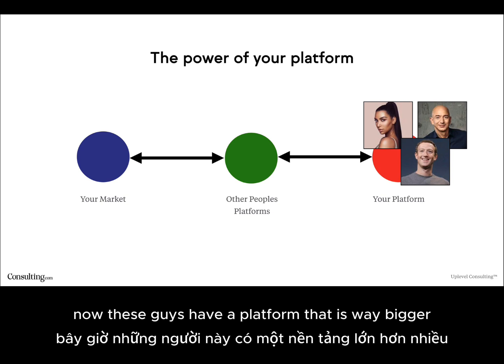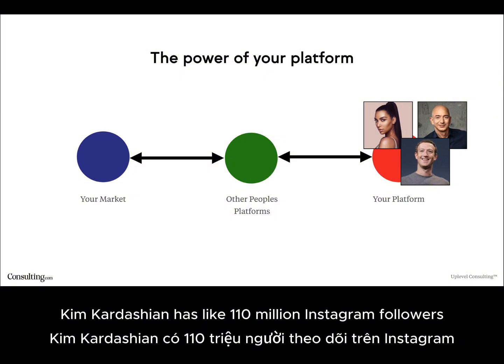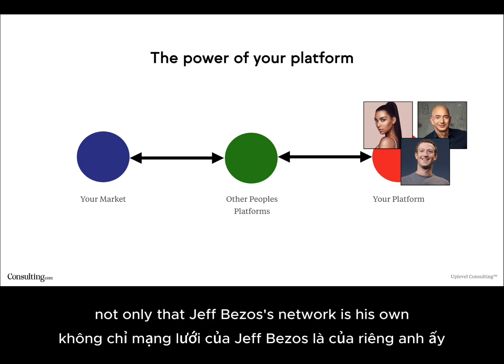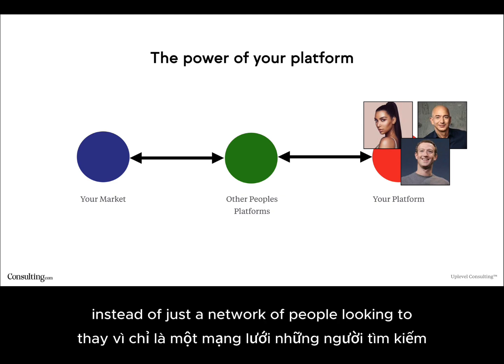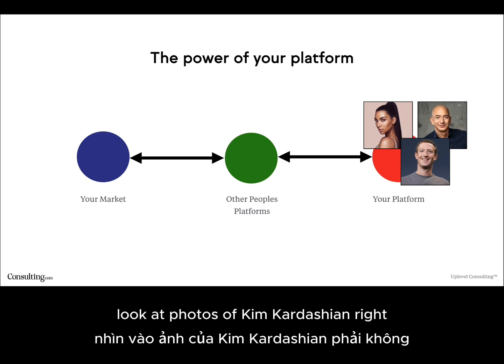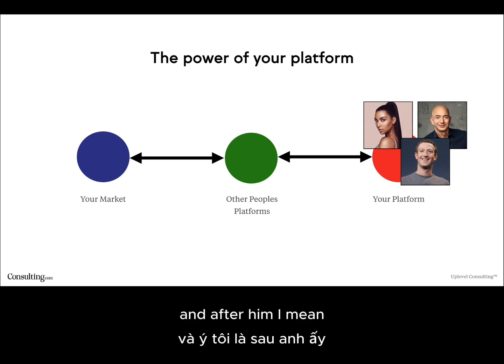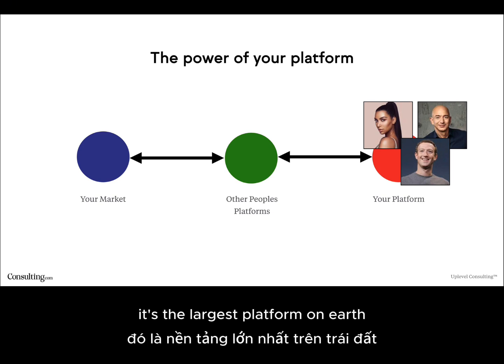These guys have a platform that is way bigger than Kim Kardashian's. Kim Kardashian has like 110 million Instagram followers, but Jeff Bezos has about 500 million paying customers. Not only that, Jeff Bezos' network is his own, and it's a network of people looking to buy things instead of just looking at photos of Kim Kardashian. So Jeff Bezos has the most valuable platform on earth. And after him, we've got Mark Zuckerberg, and his platform has 2 billion people on it. It's the largest platform on earth.